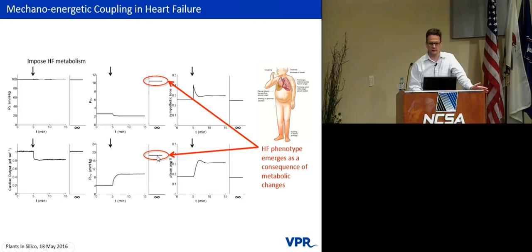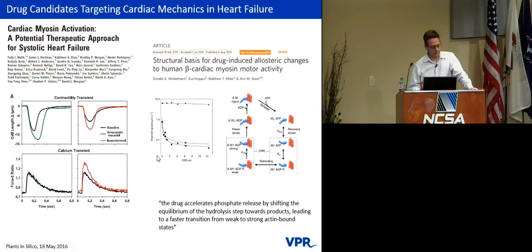All right, and so what this allows us to do is invoke a new hypothesis, and that is that there's a causal relationship from the energetics changes that happen in heart failure to mechanical changes to the whole body phenotype. And that's just a hypothesis because this is just a model, right? And so now we have to start looking at that and doing something with that hypothesis.